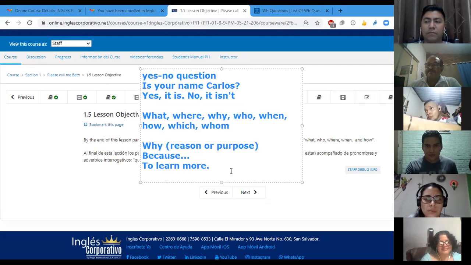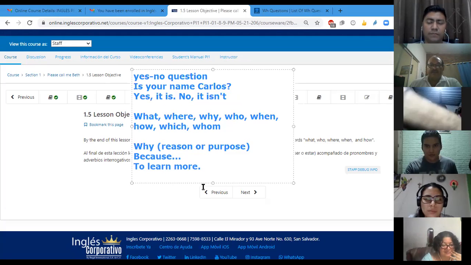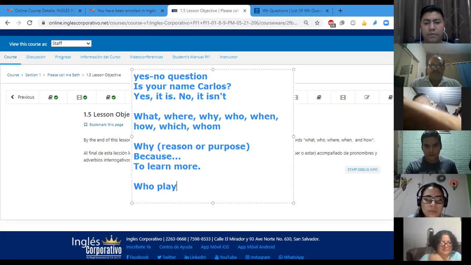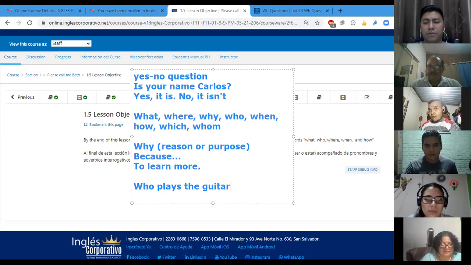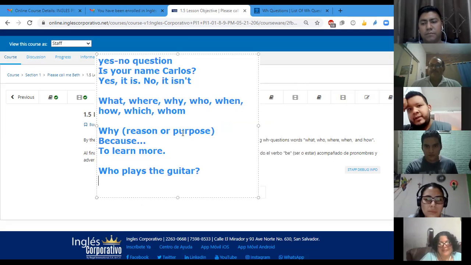They say, who likes chocolate? Who plays the guitar? Okay, for example, look at this, it is very important. Who plays the guitar? ¿Quién toca la guitarra? Anybody? I can play guitar and bass guitar and drums. Perfect. So you're a musician. You're a talented musician. Good. The drums, the bass, and the guitar. Okay, good. Who else plays the guitar?